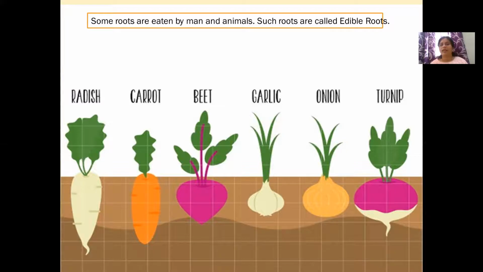Children, these are some of the roots which are eaten by man and animals. And these roots are called edible roots. What do you mean by the word edible? Edible means the thing which is eatable. Whatever we are able to eat is called edible. So these are the edible roots.